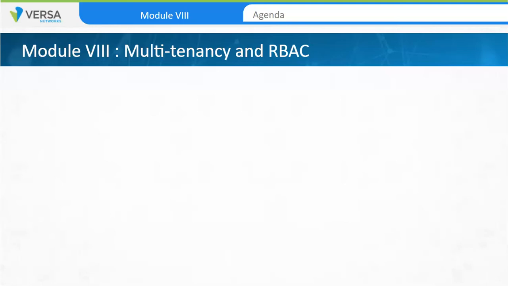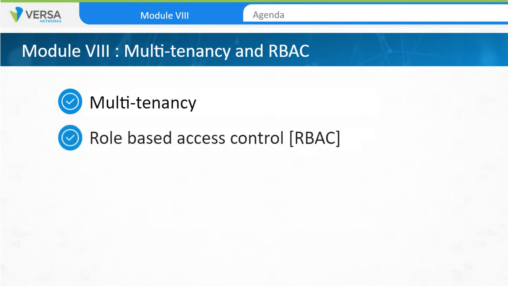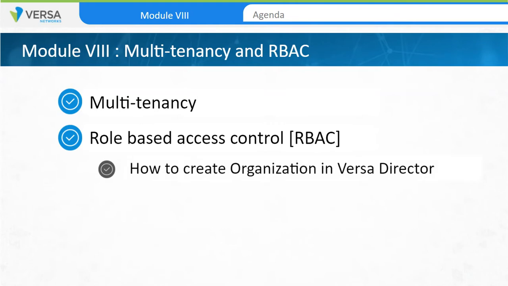of VIII Essentials. In this module, we'll discuss the concept of multi-tenancy and role-based access control, or RBAC. We'll discuss how to create an organization using VIII Director, and we'll use the Workflows wizard to demonstrate the step-by-step process.